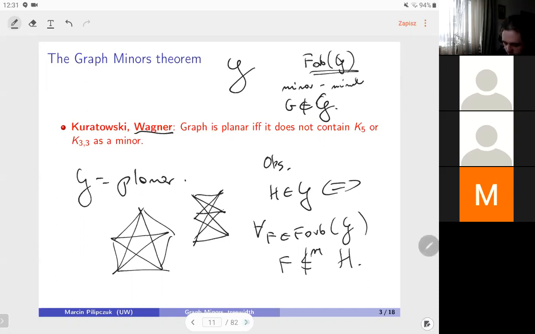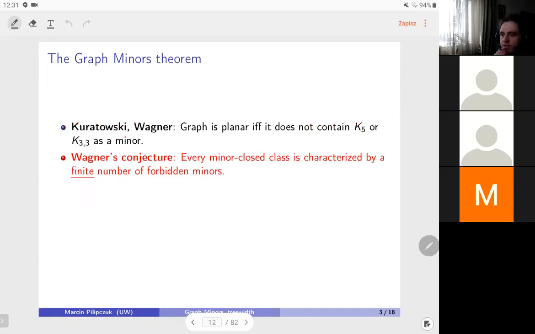This was actually Wagner's conjecture at some moment: that if you look at the minor relation, which is actually quite a strong relation, since you can do a lot to go from one graph to another to get a minor, then the forbidden set of G is always finite. This is a highly non-trivial conjecture and statement, because, for example, if you take the notion of being a subgraph or an induced subgraph, there are graph classes closed under taking subgraphs where the set of subgraph minimal graphs that are not in the graph class is infinite.